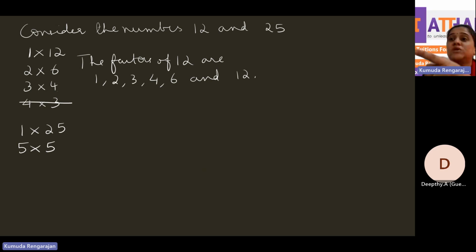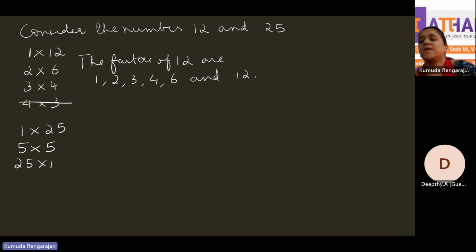1 into 25, we've already written. Then 5 into 5. After that, it's going to be only 25 into 1. Because I've told you, when you get the same pair in the reverse order, you must stop. You will always start from 1 and go up to the tables of that number itself, like from 1 to 25 or from 1 to 12. But when you encounter a pair in the reverse order, you stop there.